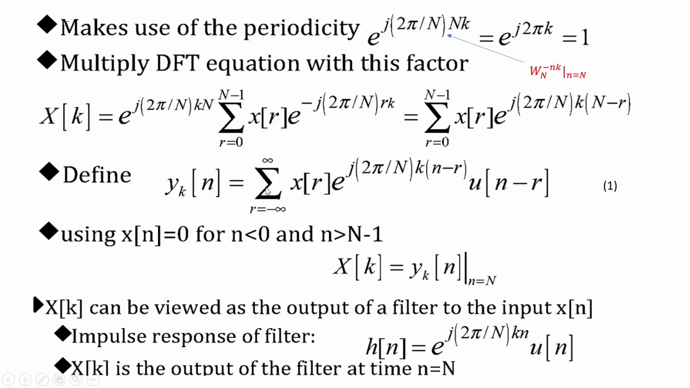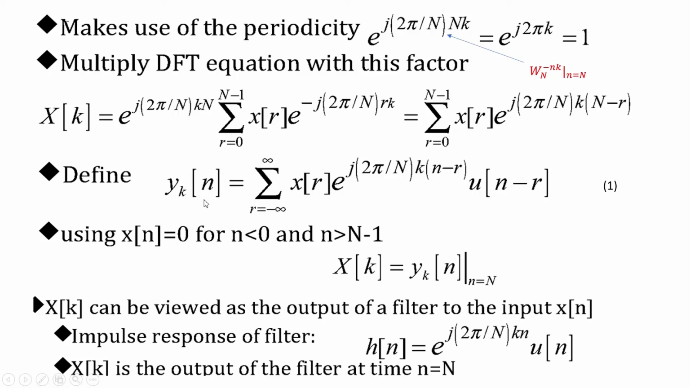Now I define one term which is y_k(n). Now what is this equation? These are the frequency samples. This is the DFT equation only. But the only thing I have done is I have put a factor which is actually 1 into this equation, and I try to modify the equation.